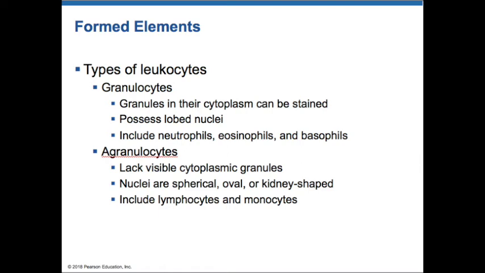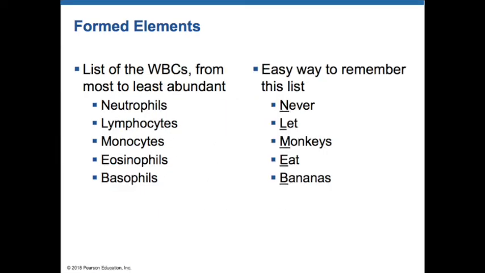In granulocytes, we're going to have neutrophils, eosinophils, and basophils. And they're going to be categorized as granulocytes because if you were to look into one of these leukocytes, you're going to find a bunch of little granules or dots or specks within the cell itself. Now, the agranulocytes include lymphocytes and monocytes, and these will lack those little granules that you're going to find in the granulocytes.